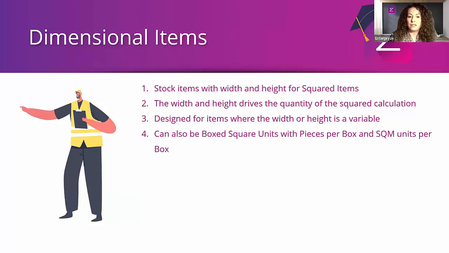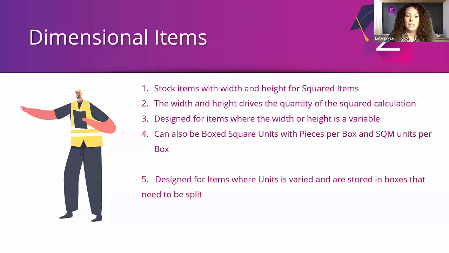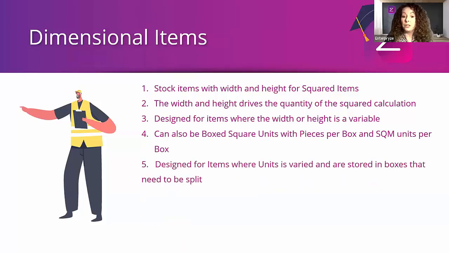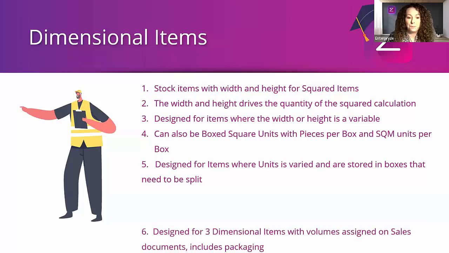So this is important, and this is how we can take care of that as a box square unit within the platform for selling those types of items where you're selling 3.5 boxes, or it will give you the quantity of boxes in order to sell. So it's a really good and simple way of identifying the exact quantities required at the time. So again, designed for items where units is varied and stored in boxes that need to be split. So there's a great example with the box of tiles that we need to do up the bathroom.